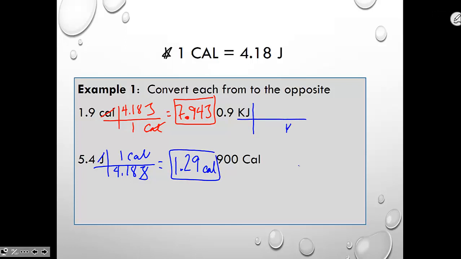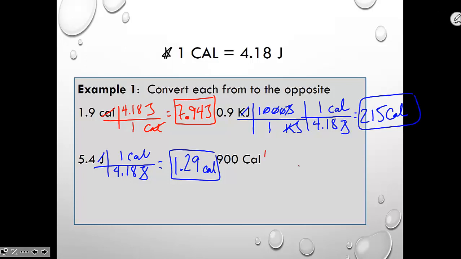First, we would have to figure out how many joules we have by converting from kilojoules to joules. So for every 1 kilojoule, there are 1,000 joules. This will cancel out joules, and then I can convert from joules to calories using our conversion factor. So 0.9 kilojoules would be 215 calories.